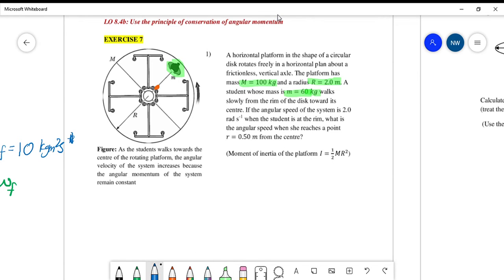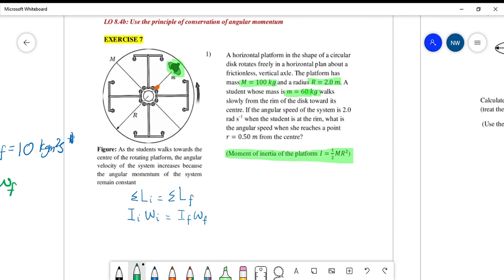We need to use the conservation of angular momentum. Summation L initial equals summation L final. And we know for this case, L = I initial omega initial = I final omega final. It is given here that the moment of inertia of the platform is I = half m r square. That is for the platform. And there is a student here. We also have to consider the moment of inertia of the student.